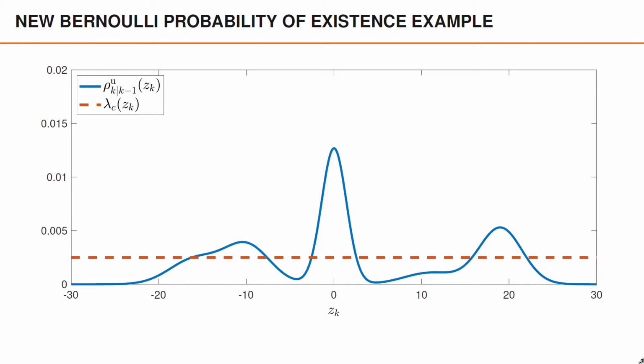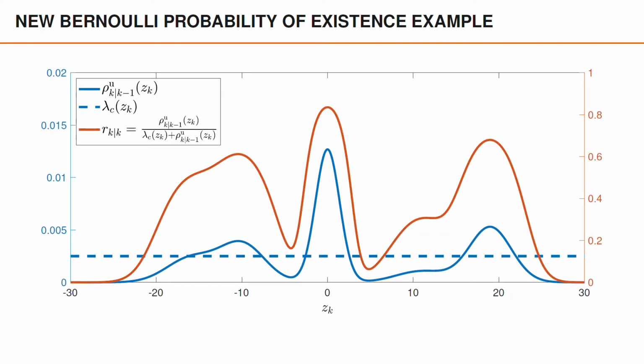If we compare the intensity rho with the clutter intensity, we see that for some values of the measurement z, the clutter intensity is larger, and for other values of the measurement, rho is larger. We can expect a higher probability of existence where rho is larger, for example, in the middle, and a lower probability of existence where the clutter intensity is larger, for example, on the left side. So in this figure, we show the intensity rho as a solid blue line, the clutter intensity as a dashed blue line, and the probability of existence as a solid red line.